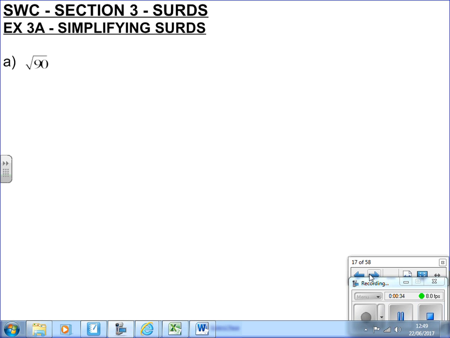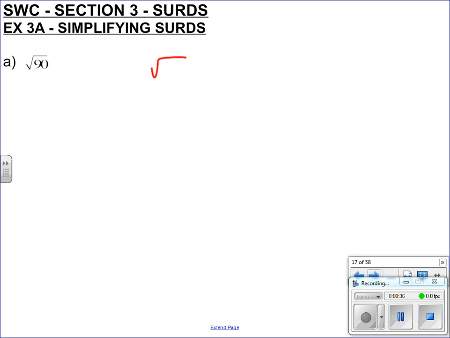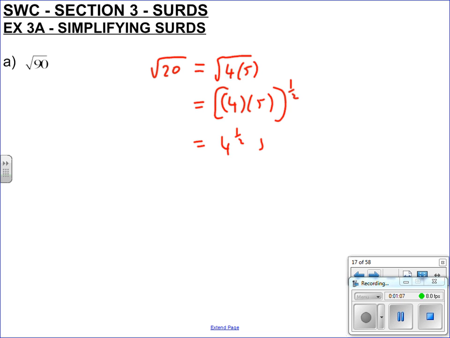Okay. So, let's take some examples. Root 20 by itself is not a surd because it can be broken down. Do you see? This can be broken down into root 4. So 20 is made up of 4 times 5, isn't it? And from our indices laws, this is the same as 4 times 5 all to the power of a half, which is the same as 4 to the half times 5 to the half.